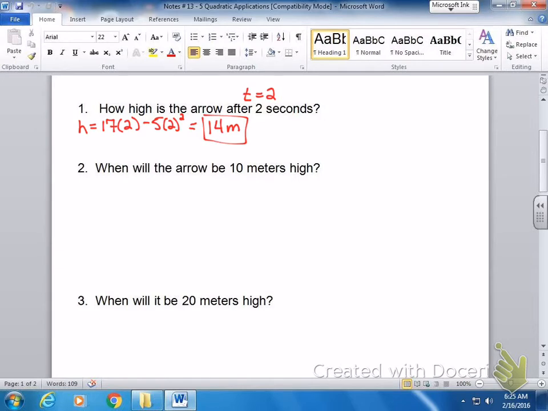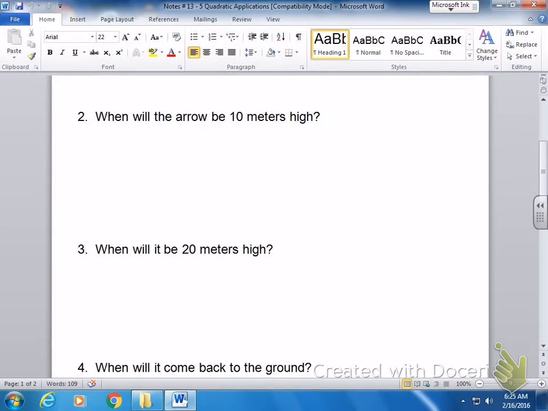Now number 2 is a little bit different. I'm going to go ahead and get rid of this one. 2 and 3 are a lot the same. It says when will the arrow be 10 meters high? Now when they say when, it means they're looking for time. When they give us 10 meters high, that gives us h equals 10. So now we plug in 10 for h.